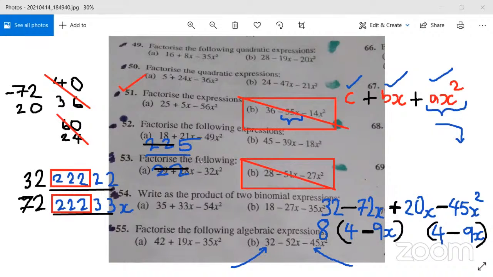Since both of the numbers are positive, it's going to be plus 5. You had an x up there, 5x. So you're going to have plus 5x. So this is going to be 5, then our x right here. So lastly, we will have 8 and our 5x. 4 and our 9x.